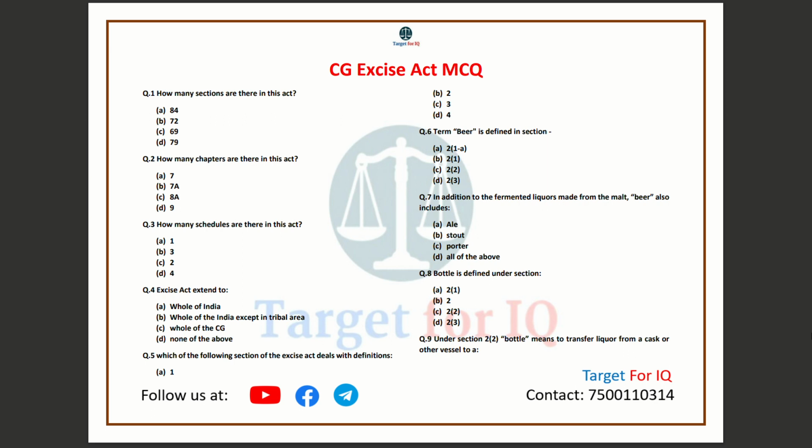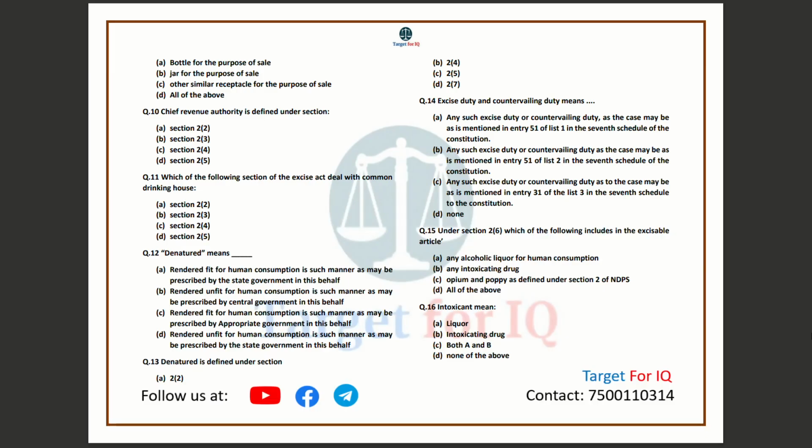Question number 9. Under section 2.2, bottle means transfer of liquor from a cask or other vessel to option A bottle for the purpose of sale, option B jar for the purpose of sale, option C other similar receptacle for the purpose of sale and option D all of the above. The correct answer to question number 9 is option D, that is all of the above.